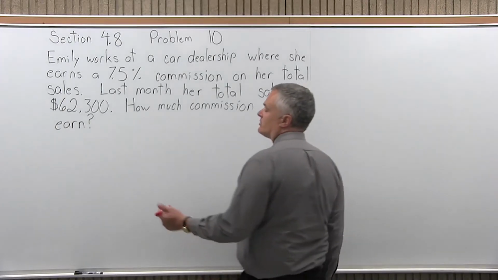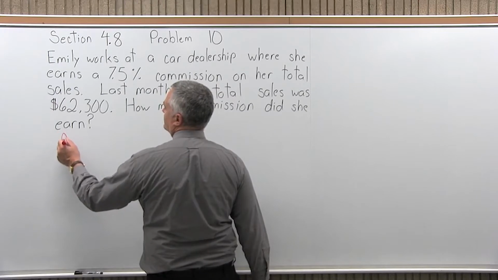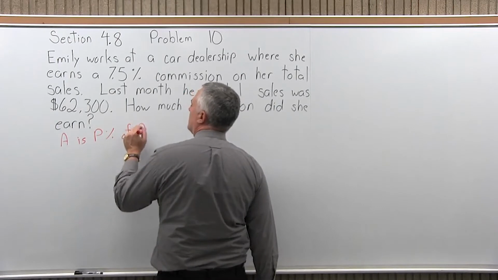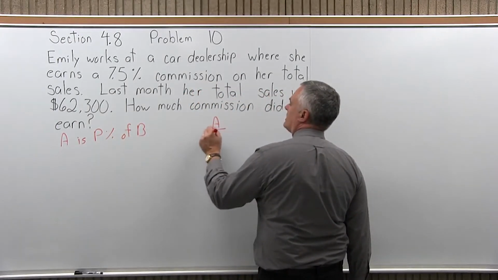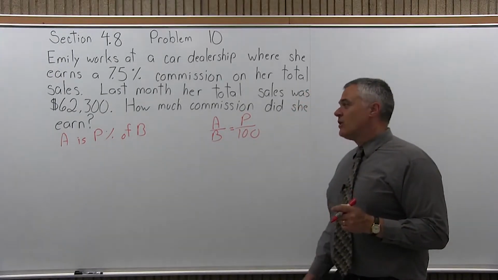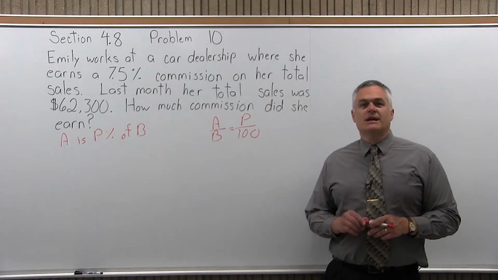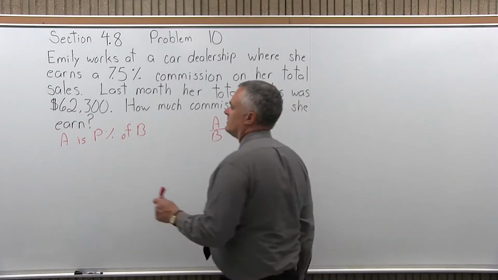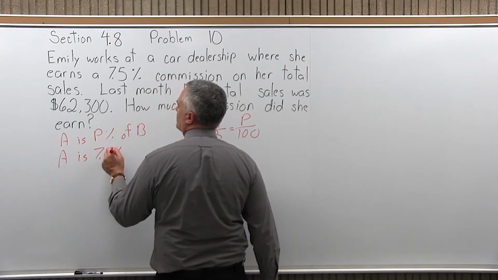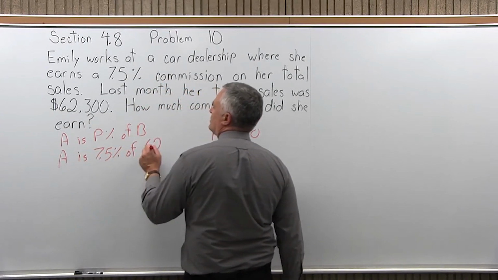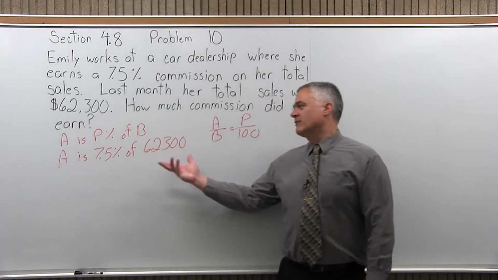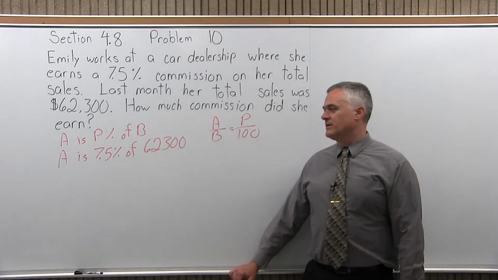So, what I want to do is rewrite this problem as A is P% of B. And once I do that, I want to use the formula A over B equals P over 100. To boil down the problem's important parts to A is P% of B, what it amounts to is A is 7.5% of 62,300. That's really what we want to know.